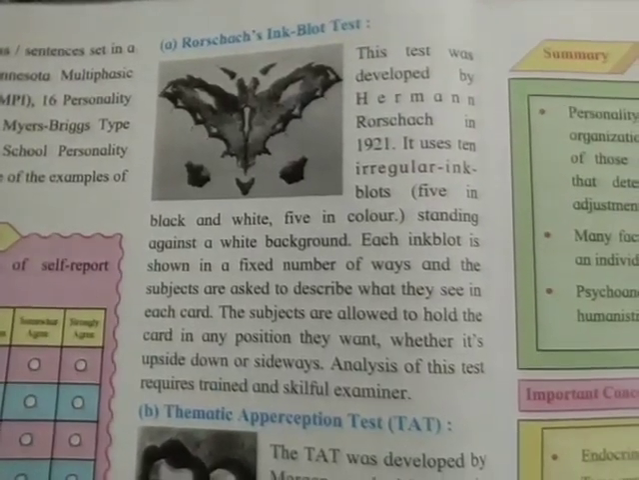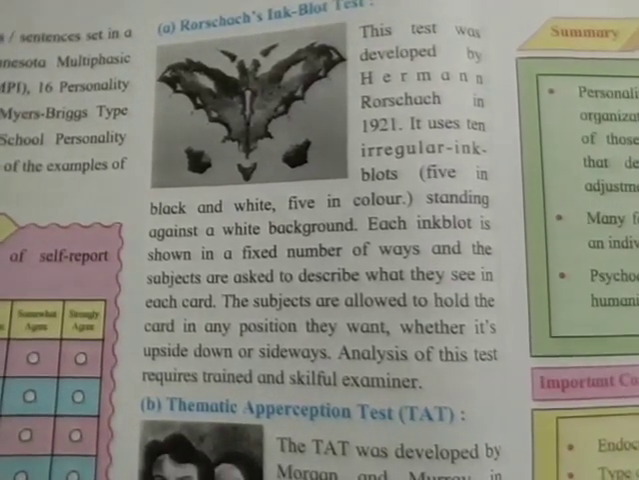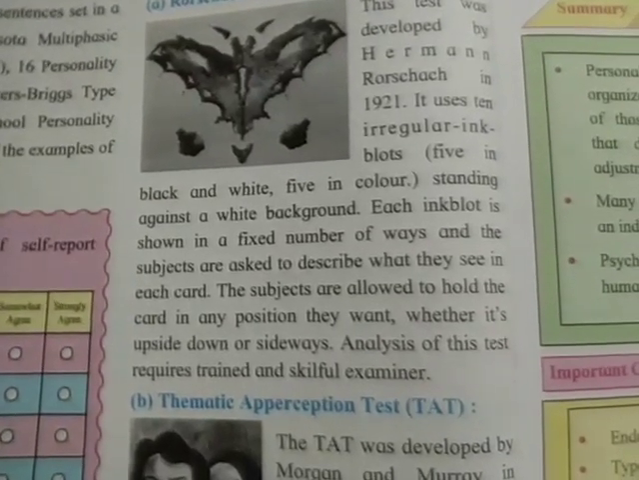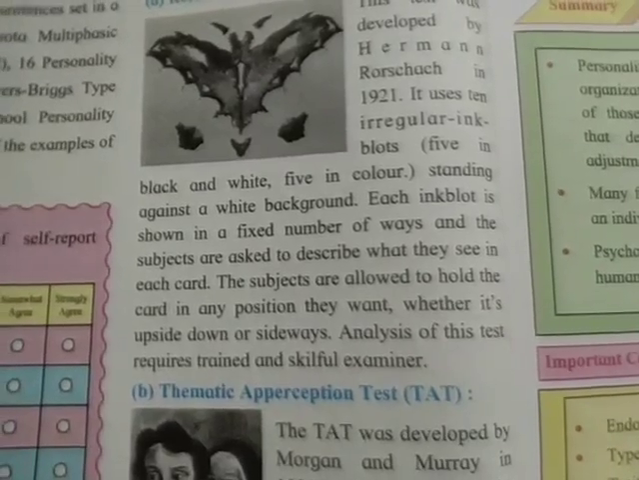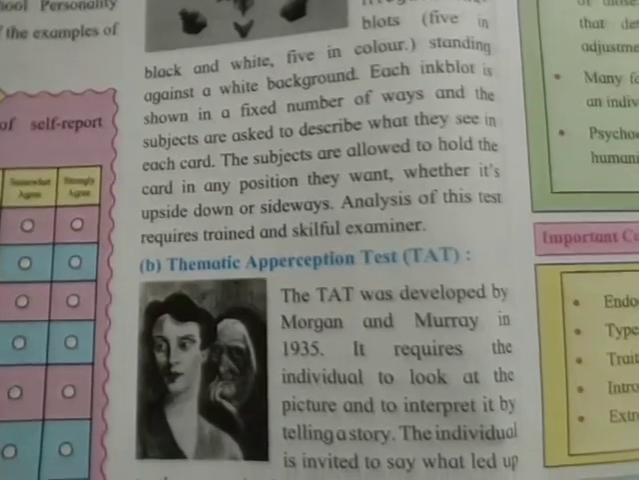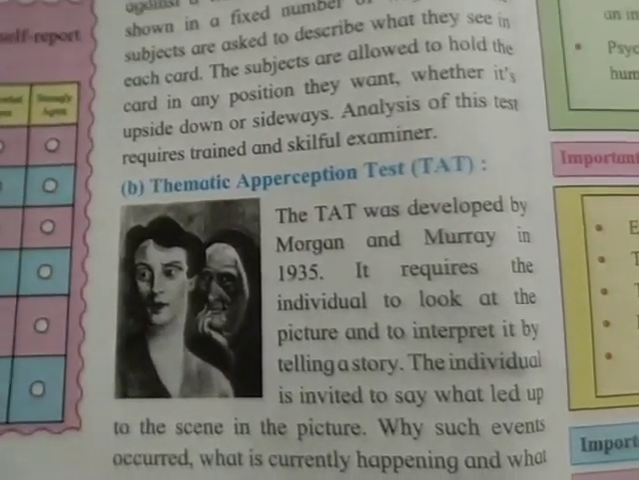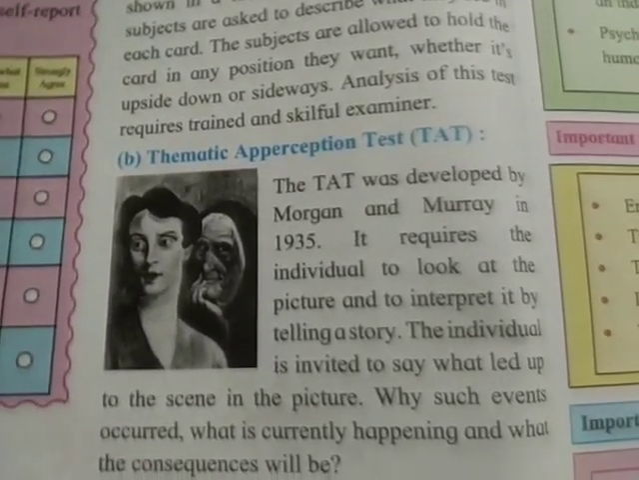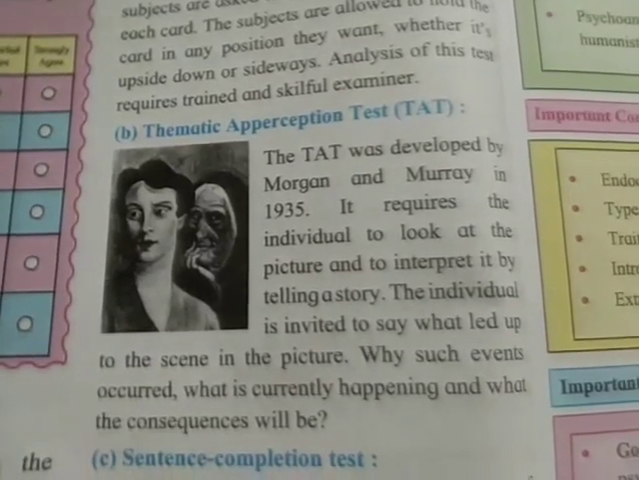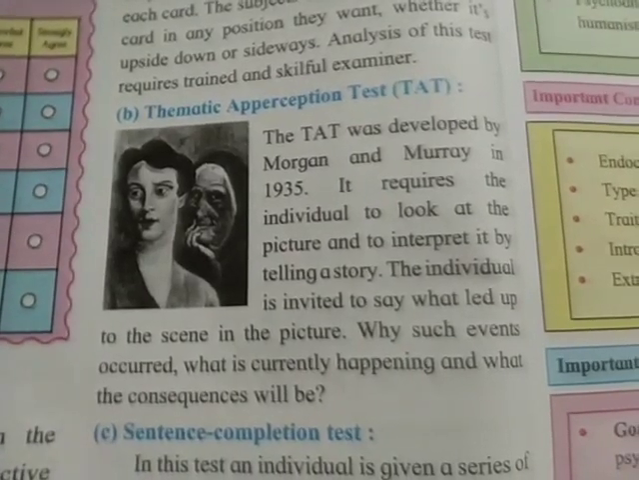A. Rorschach's ink blot test. This test was developed by Hermann Rorschach in 1921. It uses 10 irregular ink blots, 5 in black and white, 5 in color, standing against a white background. Each ink blot is shown in a fixed number of ways, and the subjects are asked to describe what they see in each card. The subjects are allowed to hold the card in any position they want, whether it's upside down or sideways. Analysis of this test requires a trained and skillful examiner.